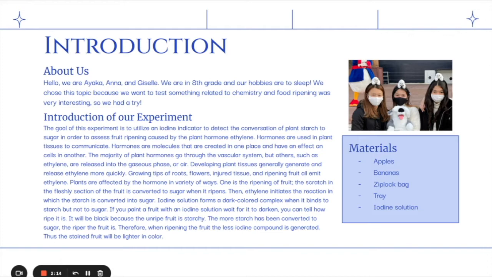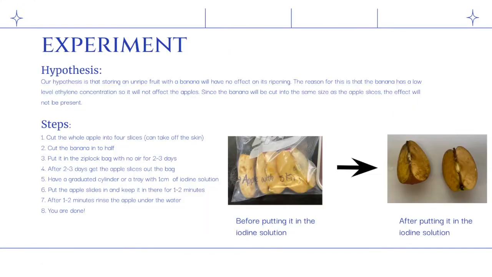Therefore, the riper the fruit, the less iodine complex is generated. Thus, the fruit will be lighter.